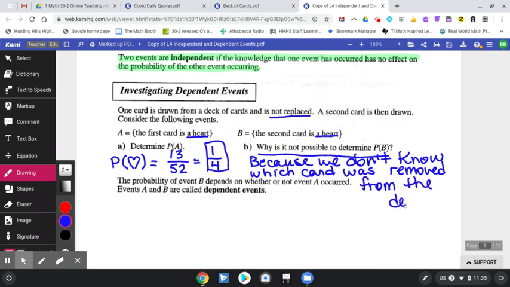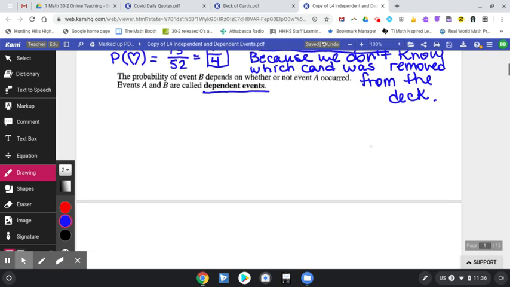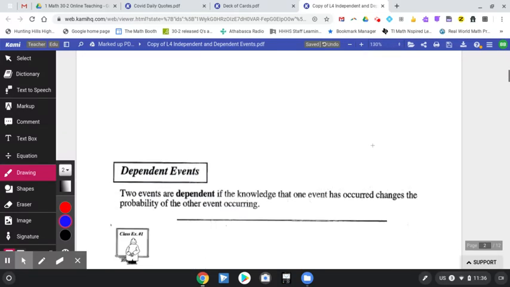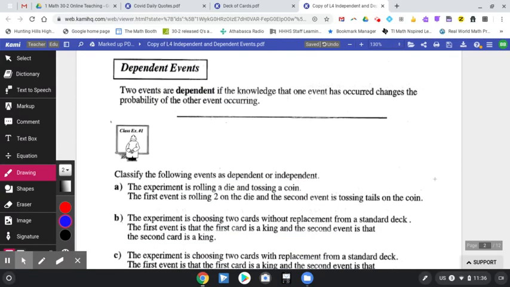Now, there is a way to deal with this. So this investigation is not saying that this is impossible, but it wants us to think through it. So it says the probability of event B depends on whether or not event A occurred. So that what happens on the second card depends on what happened with that first card that was drawn. Therefore, A and B in this case are considered to be dependent events. All right, so let's take a closer look here at dependent events.